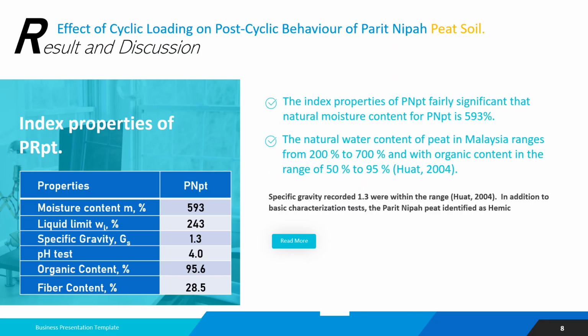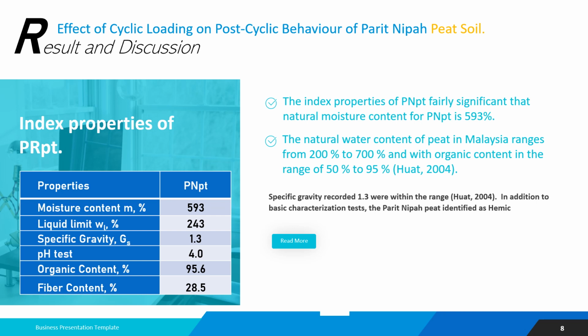Now, I will share with you the results of the tested specimens. As seen in Table 1, natural moisture content is 593%, liquid limit 243%, specific gravity 1.3, pH 4, organic content 95.6%, and fiber content 28.5%.